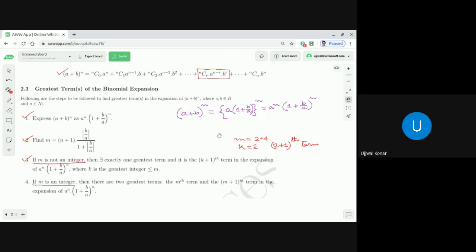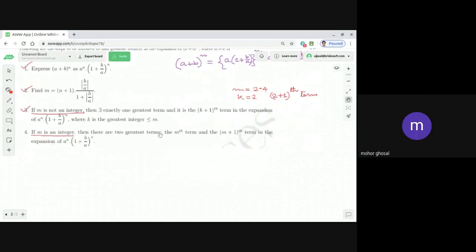Yes. So suppose, in context to the example, you get m is equal to 8. M is an integer. So you can say there are two greatest terms. One is the 8th term, okay, and the 9th term. 8 plus 1, that is the 9th term. And you know how to find the r plus 1th term. 8th term means what you should write? 8th term means you should write 7 plus 1th term. Right? Then you know how to find it out, correct?